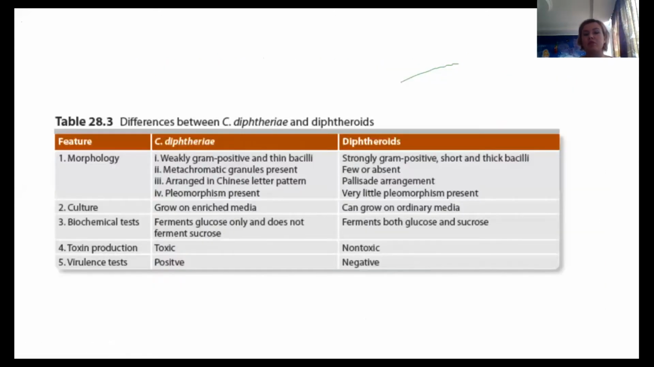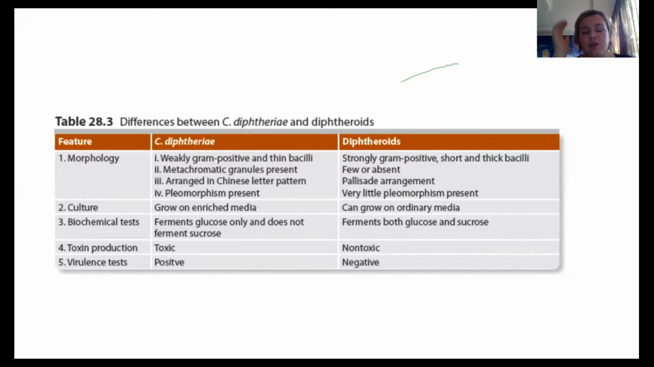Next, what are the differences between pathogenic and non-pathogenic bacilli? By morphology, we can see weakly gram-positive strains, thin bacilli with metachromatic granules, bulbous ends, position in the smear like Chinese letters or Roman numerals, and presence of polymorphism. Diphtheroids are strongly gram-positive, short and thick bacilli, with few or absent Babes-Ernst granules, positioned in the smear like a palisade, and have very little pleomorphism. Culture: Corynebacterium diphtheriae grows only on enrichment media containing tellurite.